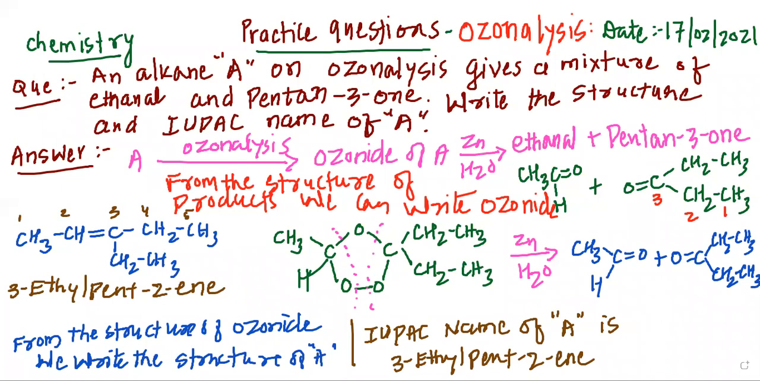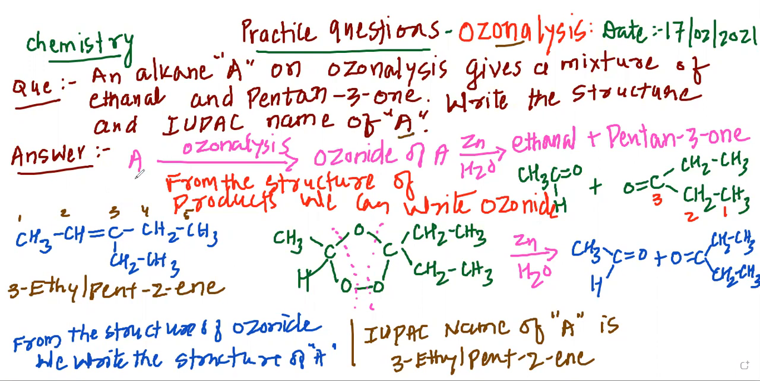Let us start today's class about the various practice questions for ozonolysis on 17th February 2021. Let me read the question for you. An alkene A on ozonolysis gives a mixture of ethanal and pentan-3-one. Write the structure and IUPAC name of A.